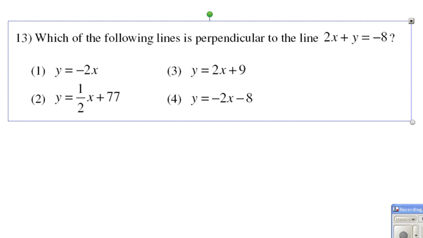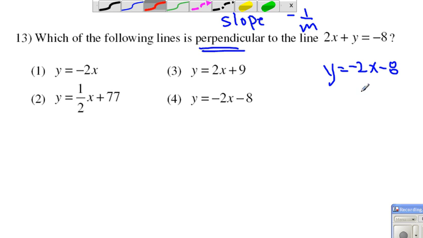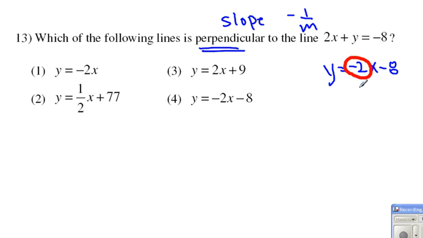All right, number 13. Now, perpendicular. How do you know if something is perpendicular or not? The slope is the negative reciprocal of the original slope. So what is the original slope here? By subtracting 2x, we will get y equals negative 2x minus 8. So what we are doing here is getting the negative reciprocal of negative 2. So negative negative becomes positive, and the reciprocal of 2 becomes 1/2. So therefore, our answer is this one.